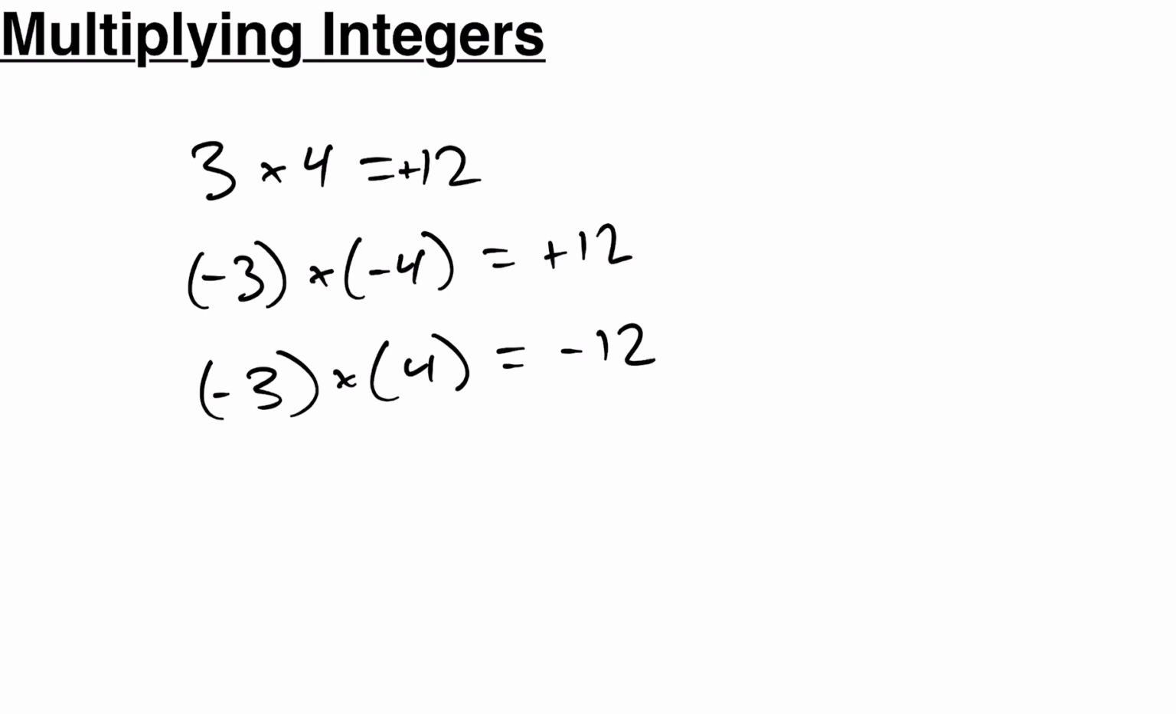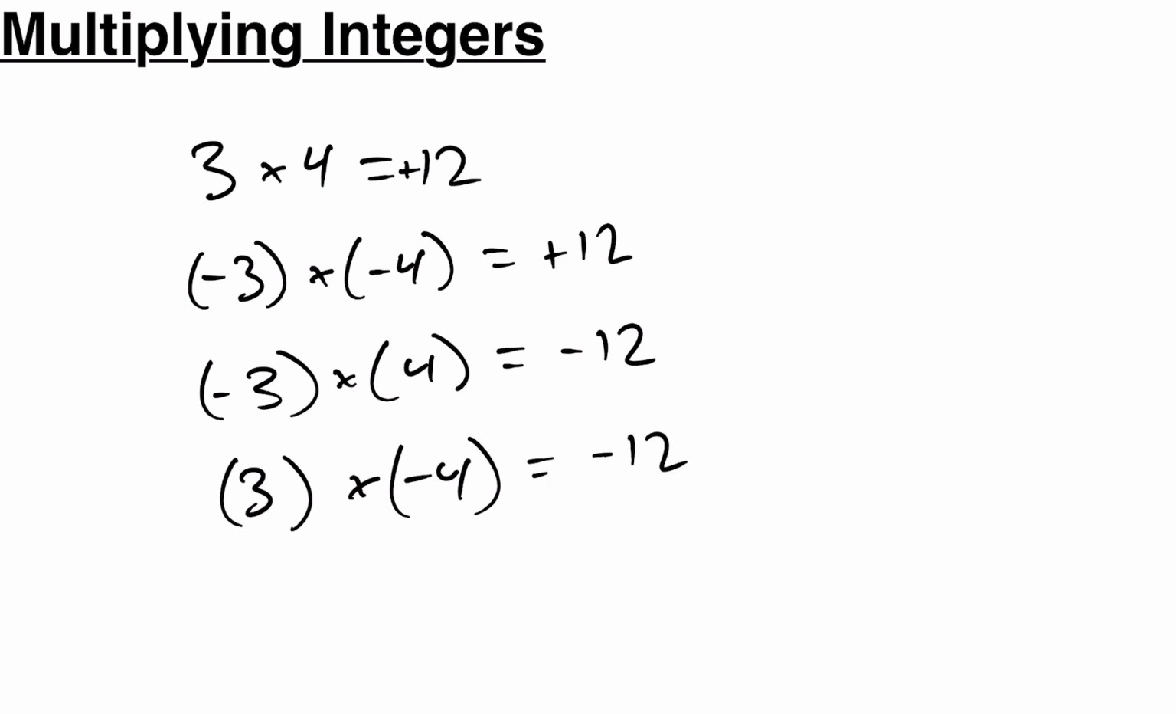And then one last variation of this, say I were to give you 3 times negative 4. Again, when we have 2 different signs, the answer is going to be negative. So 3 times negative 4 is equal to negative 12.